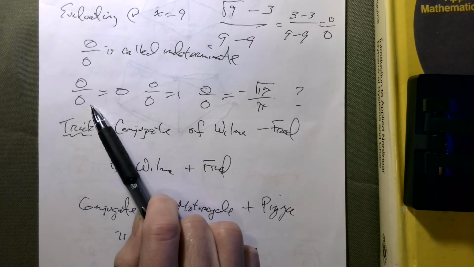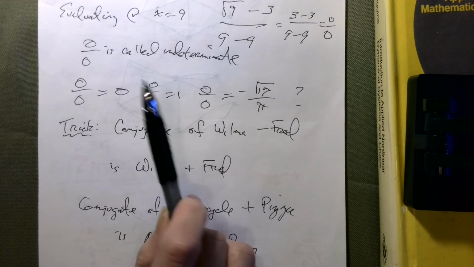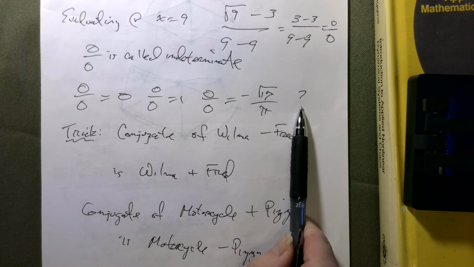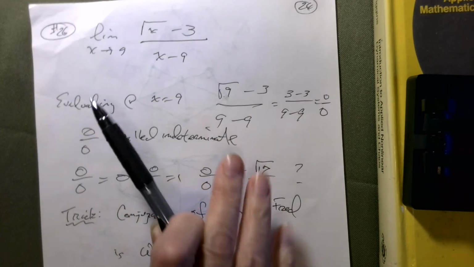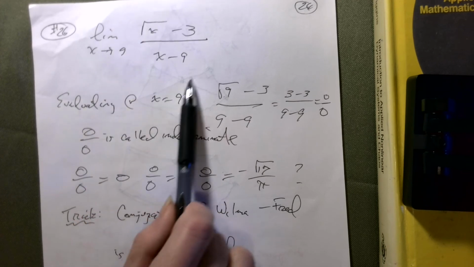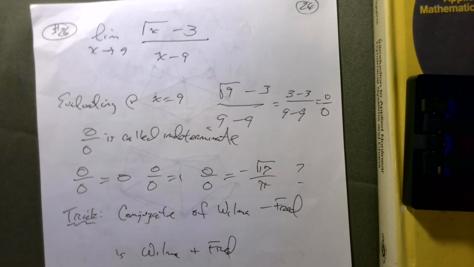And remember, 0 over 0 sometimes can be 0, it could be 1, it could be infinity, whatever. We don't know. So we're going to have to do some algebra to get rid of that 0 over 0, that indeterminate form. So here's what we do.